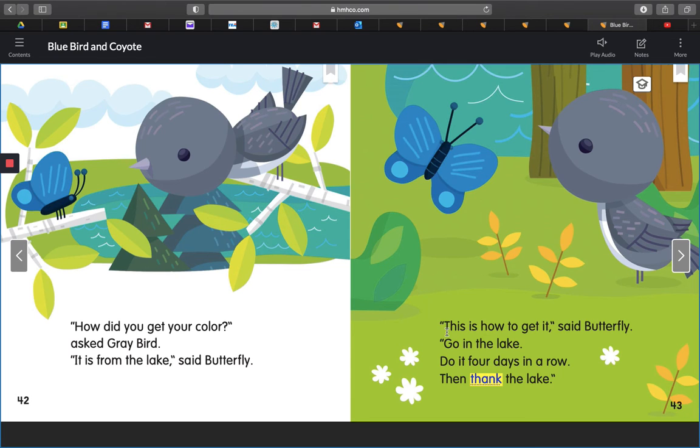This is how to get it, said Butterfly. Go in the lake. Do it 4 days in a row, then thank the lake. Do you think Graybird is going to follow Butterfly's instructions? I think maybe so, because she wants to be blue. But it also sounds like it takes 4 days, and maybe that's too long. So let's find out.